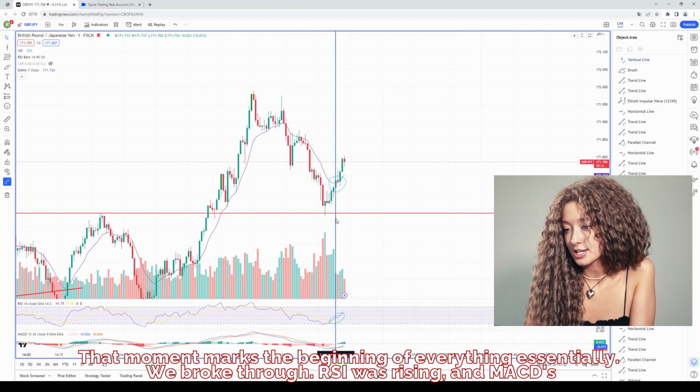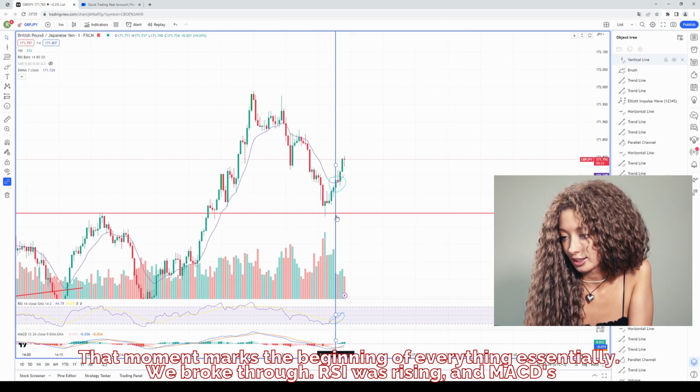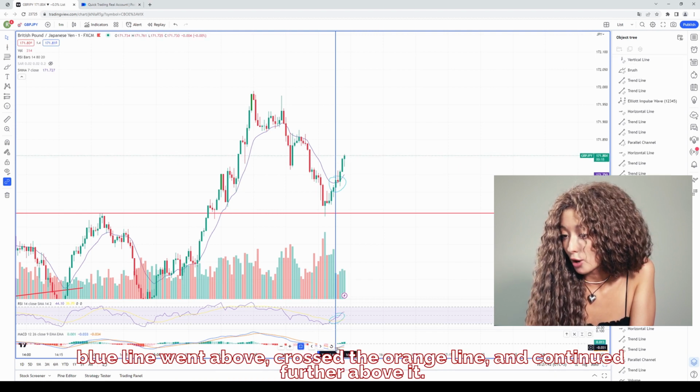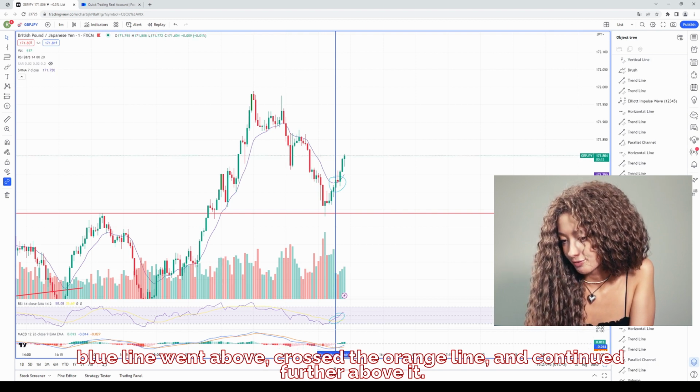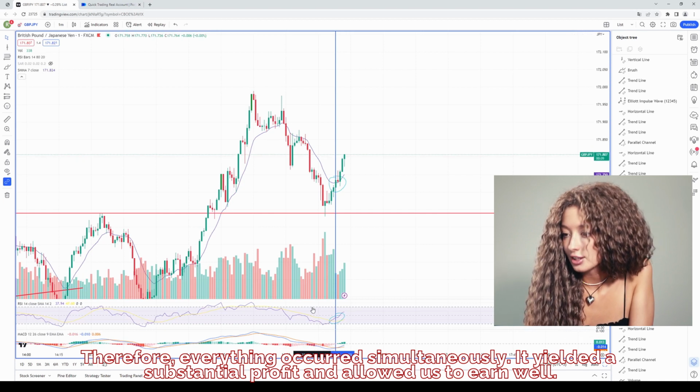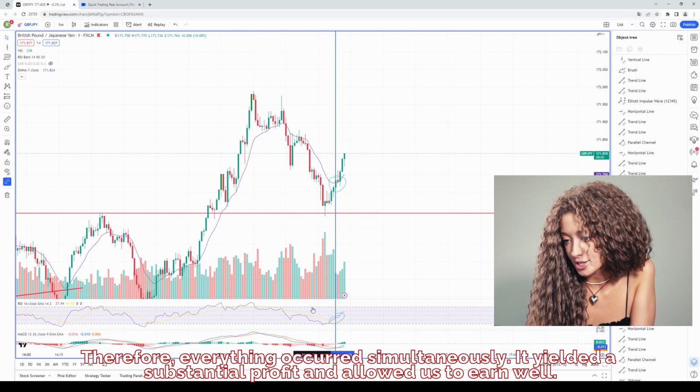That moment marks the beginning of everything, essentially. We broke through. RSI was rising and MACD's blue line went above, crossed the orange line and continued further above it. Therefore, everything occurred simultaneously. It yielded a substantial profit and allowed us to earn well.